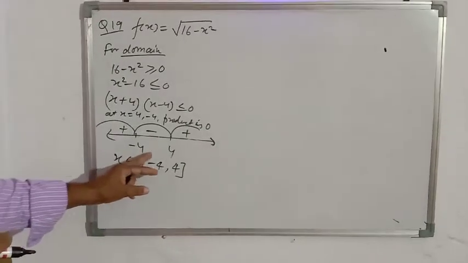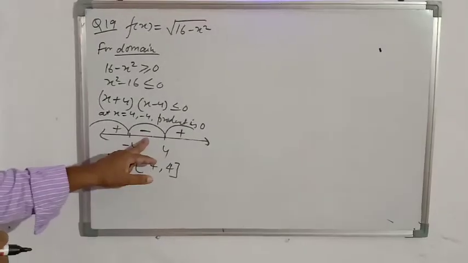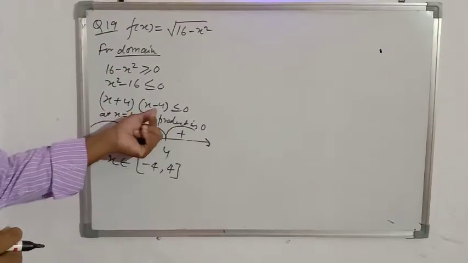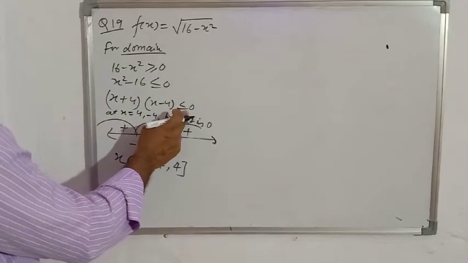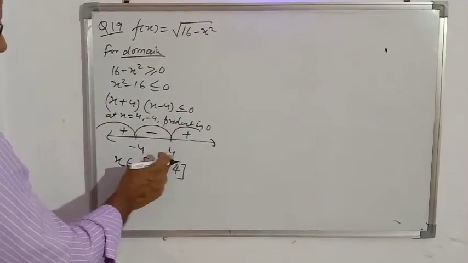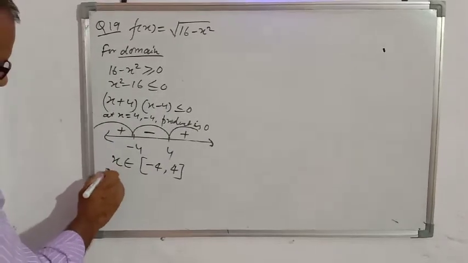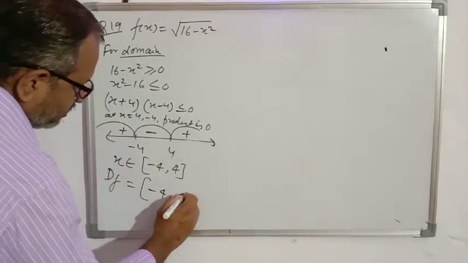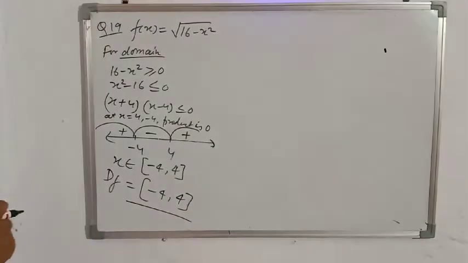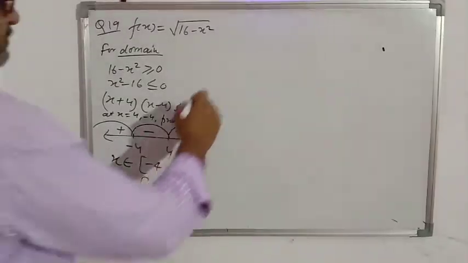x belongs to [-4, 4] for the product less than or equal to 0, because in this interval the product of these two brackets is negative. Equal to 0 is also given, so we will take these two values also, -4 and 4. x means domain, so the domain of the function is [-4, 4]. This is the domain. Now we have to find the range of this function.